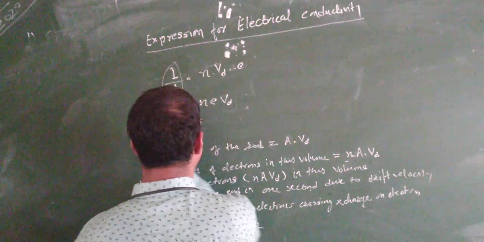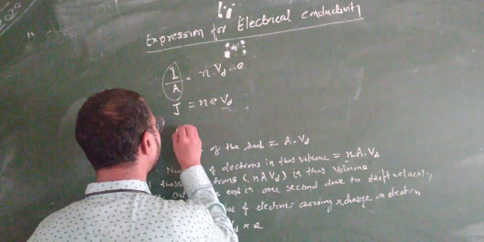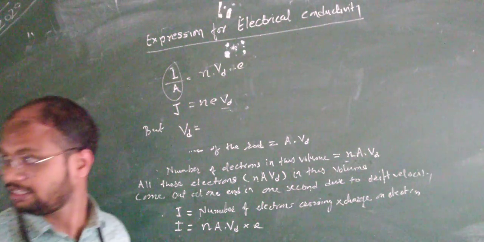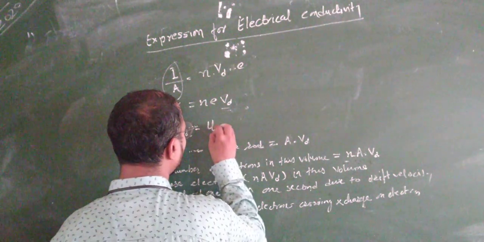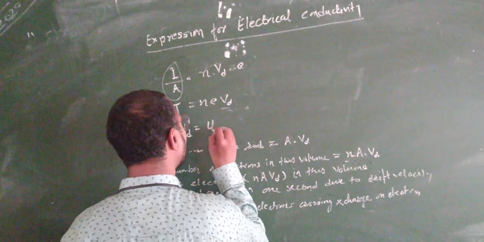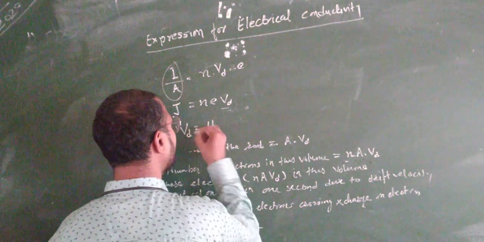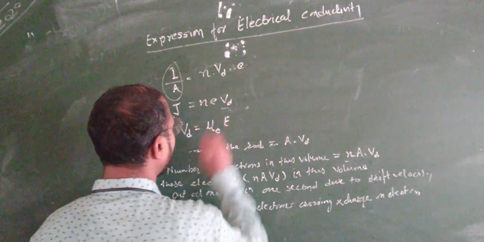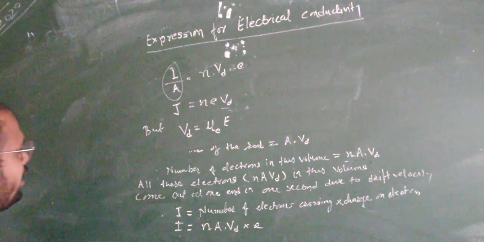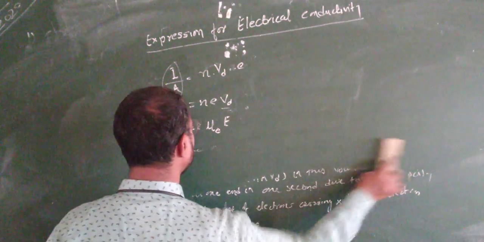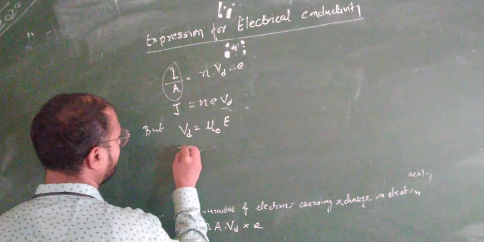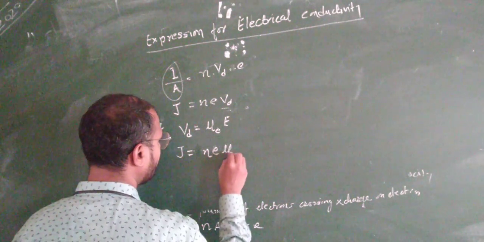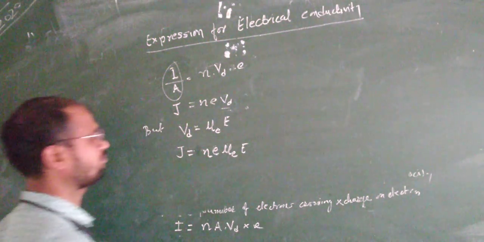Here Vd is the drift velocity. And what is the formula of drift velocity? That is the mobility of the electron, mu e, multiplied by the electric field E, that is mu e into E. So putting this value in this equation we get J is equal to n e mu e into E.